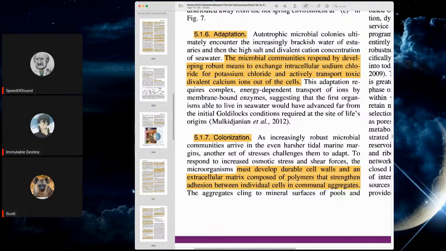Colonization. And now this is the interesting part, I think, what he talks about in this video. As increasingly robust microbial communities arrive at even harsher tidal marine margins, another set of stresses challenges them to adapt. To respond to increased osmotic stresses and shear forces, the microorganisms must develop durable cell walls and an extracellular matrix composed of polymers that strengthen adhesion between individual cells and communal aggregates.